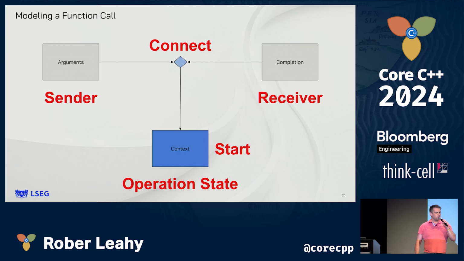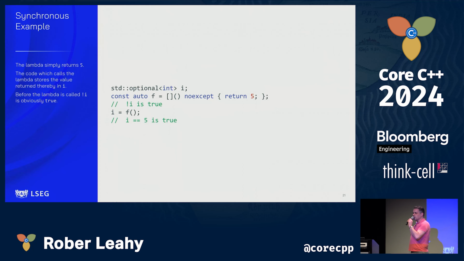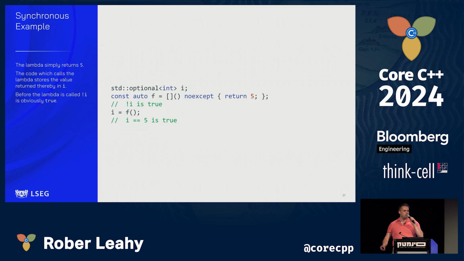And with this decomposition, we can immediately turn our attention to some code. We can look at some regular old-fashioned synchronous code, which has an optional and has a very simple function which simply returns 5. Then we perform a regular function call invocation and use the value returned therefrom to populate and engage the optional. No one in this room has any difficulty understanding this code, I'm sure.